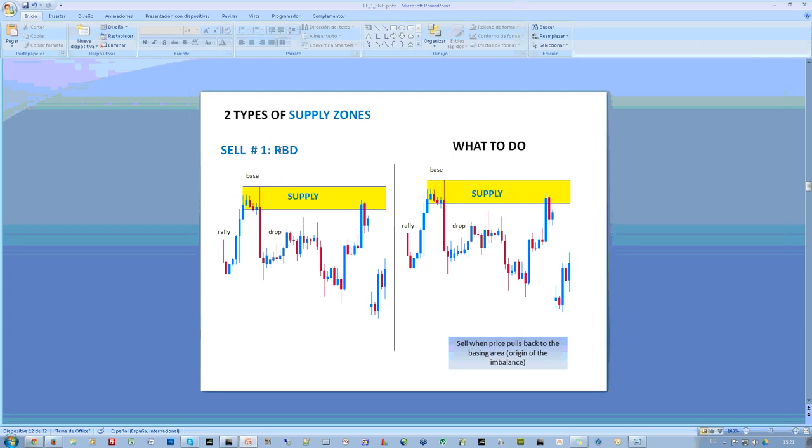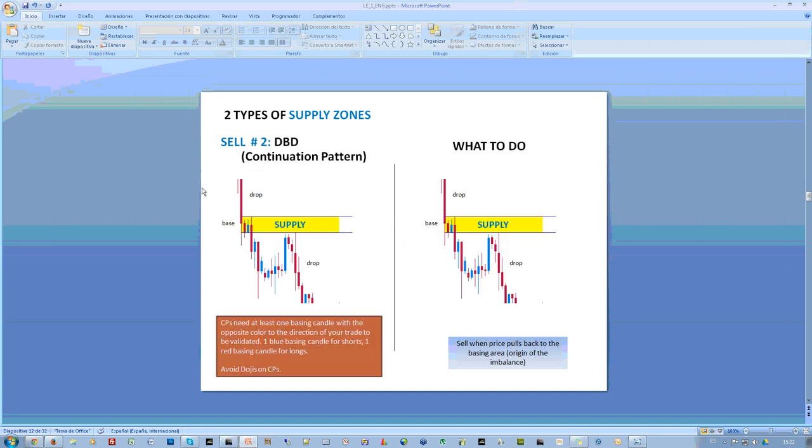This is one of the levels. This is the rally base drop. For a demand area, we would have it like this here, the drop base rally. This is just the same thing. This would be the first type of level, the inverted V or a peak, swing high. Okay.